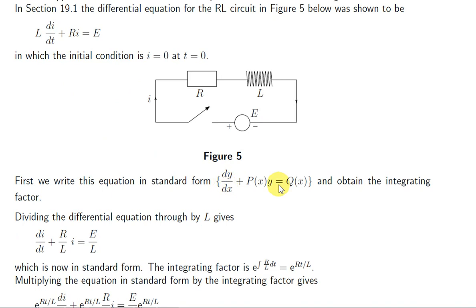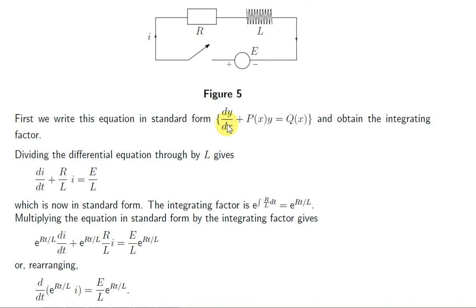So to do that we get it into the standard form of a linear first order differential equation. So we want the derivative term to have nothing in front of it, so we need to divide all of this by L. So we get this equation here. So L, R and E are constants.